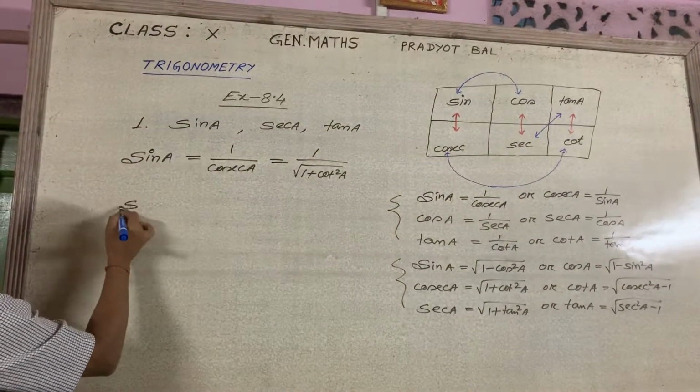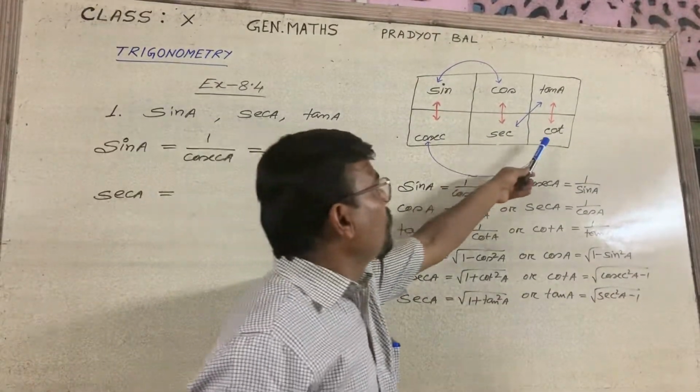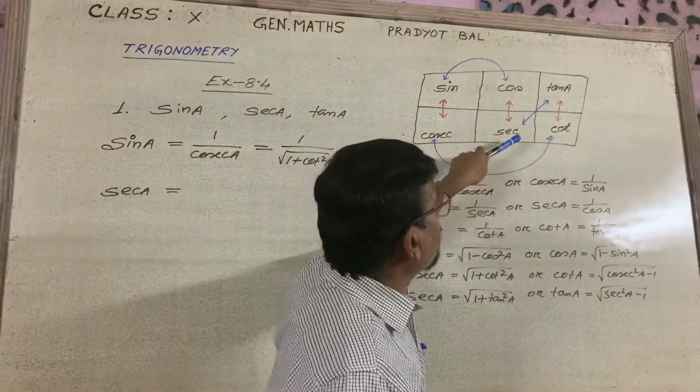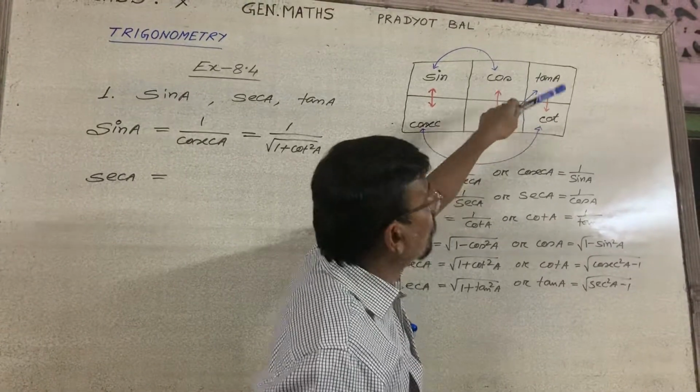Next comes sec A. Sec A should be converted to cot, but there is no direct route from sec to cot. We will have to go from sec to tan and then from tan to cot.